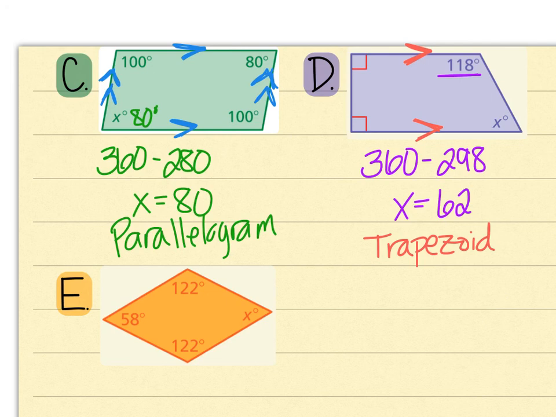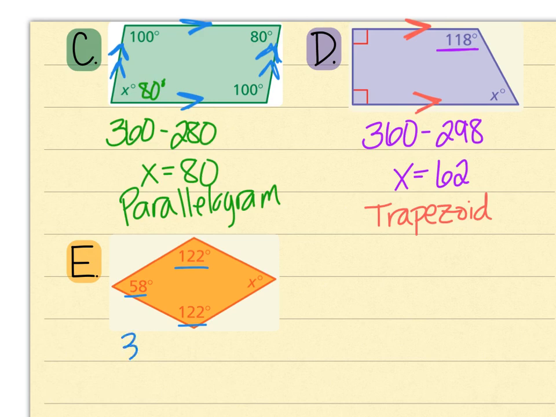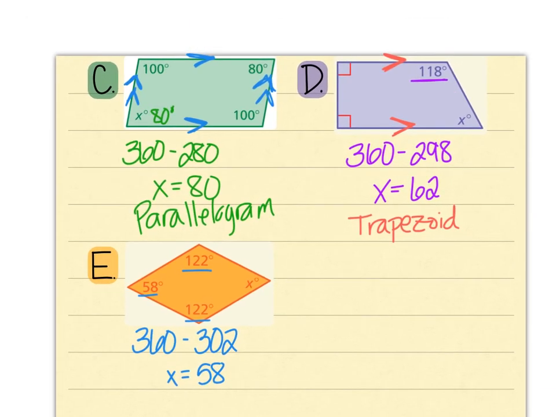And then for example E, we've got two 122-degree angles and then a 58-degree angle. So that's going to make 302 degrees. So we're going to subtract that away from 360, and that means X is going to be 58 degrees, just like its opposite partner. So we have basically the same thing going on here that we had in example C, where the opposite angles are the same exact size. But not only do we have opposite angles being the same size, it looks like all the side lengths are also the same size. So if all four side lengths are the same size, we would call this a rhombus.